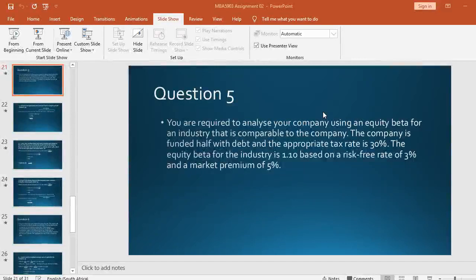Okay? Plus the beta, the equity beta is 1.10, multiplied by, we said we don't have the market rate, but we are given the market premium of 0.05. So I'm just going to say 0.03 plus, what is this multiplied by that? It gave me 0.055.